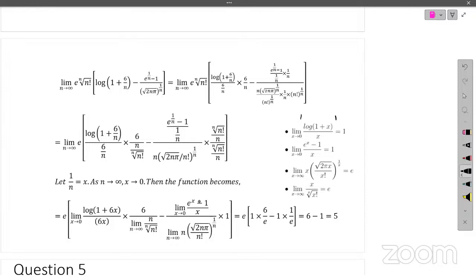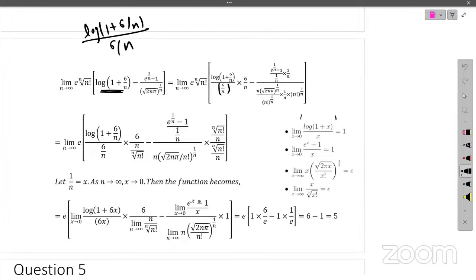The first step is achieving the first form. Here log of 1 plus 6 by n is written, and we want log of 1 plus 6 by n upon 6 by n, that is, 1 plus x by x. For that, we multiply and divide by 6 by n. If you divide by 6 by n, this factor will be here, and multiplied by 6 by n, 6 by n will be here.